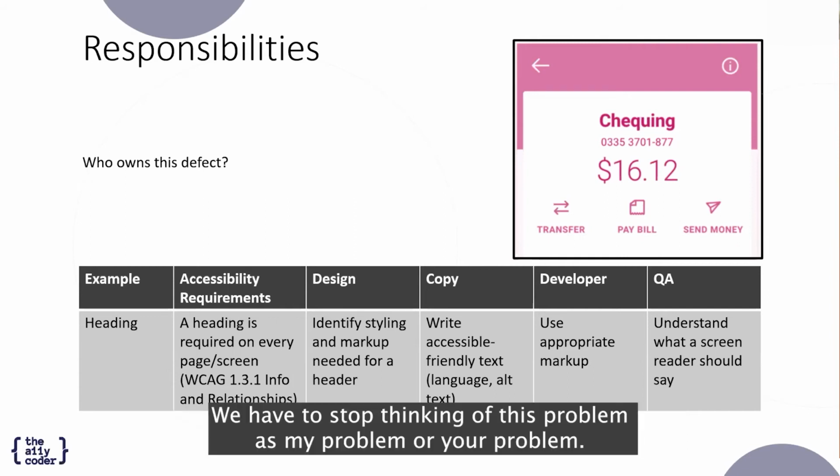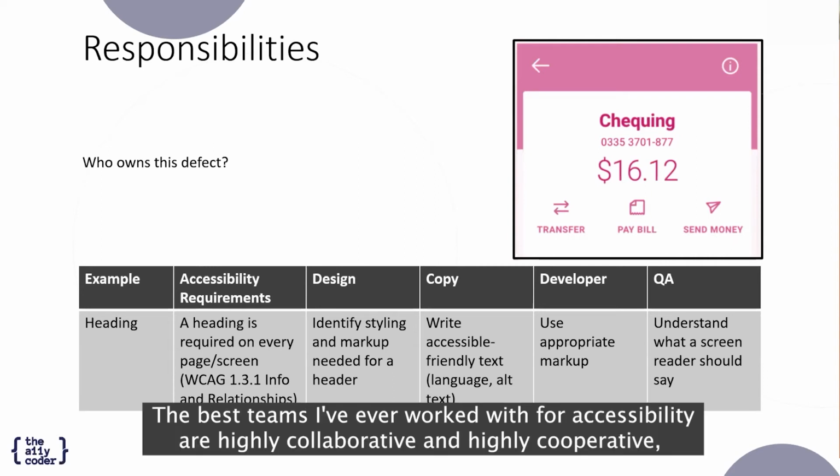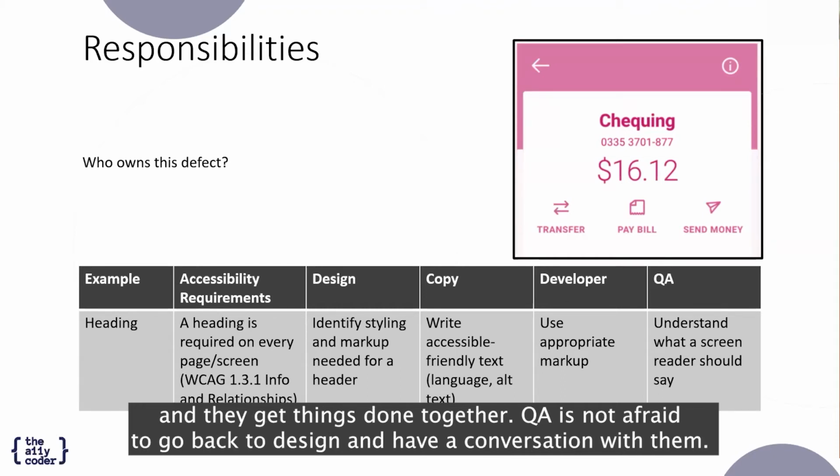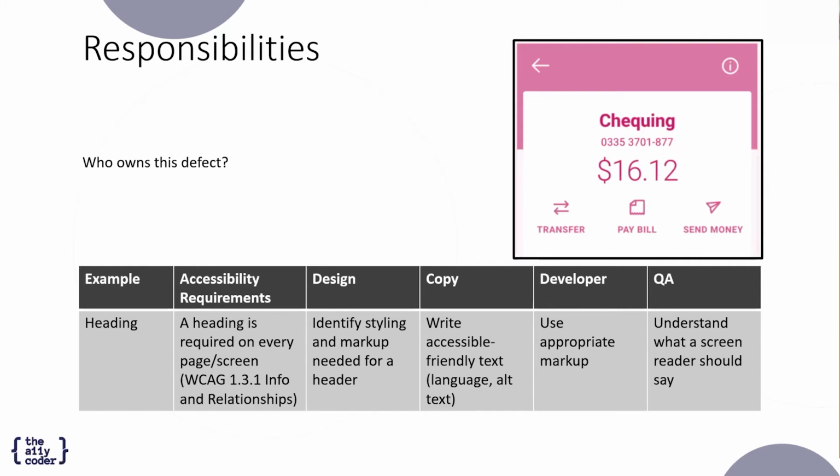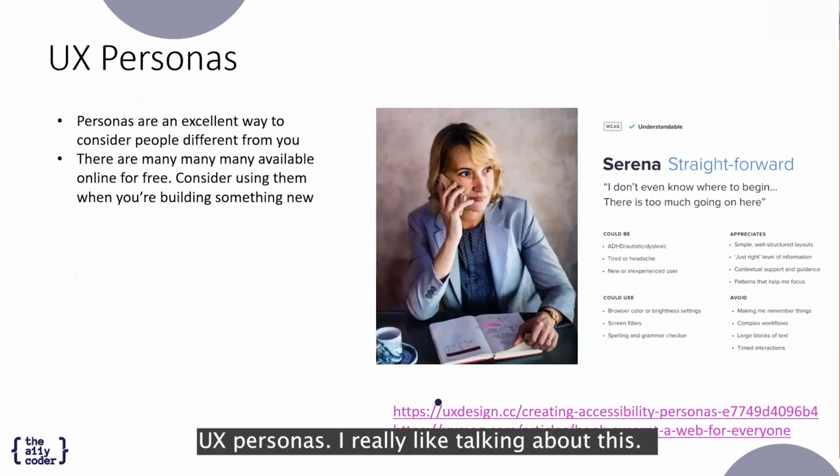We have to stop thinking of this problem as my problem or your problem. The best teams I've ever worked with for accessibility are highly collaborative and highly cooperative, and they get things done together. QA is not afraid to go back to design and have a conversation with them. And once you can start to break down those internal barriers as well, things are going to go much, much smoother.